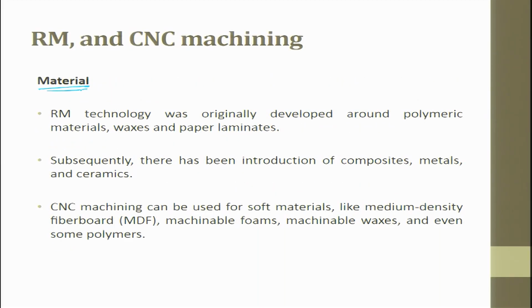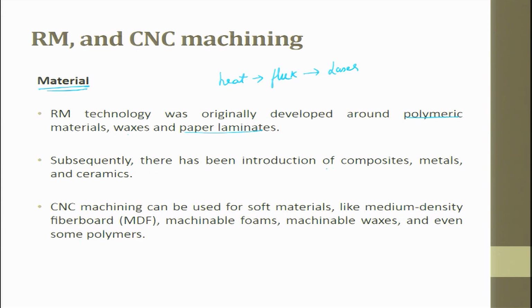So, the material plays a very important role when we talk about RM. RM technologies were originally developed around polymeric material, wax and paper laminates. Why? Because in all these things, the heat flux you apply was easy or has to be small. So, basically we were trying to use laser for polymeric materials, whatever it is. And wax, basically we started with liquid and then from there we shifted, and machining wax is also easy. So, we started with polymer material, wax and paper.